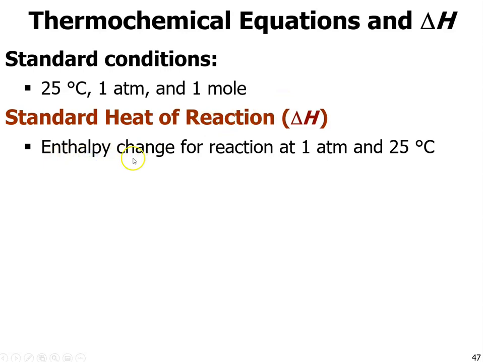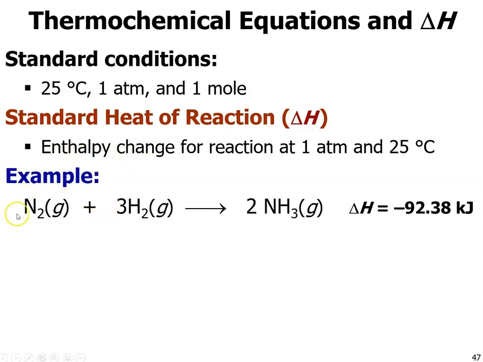So here's an example. When I talk about 1 standard condition, that's where this would be 1 mole of nitrogen gas, and we'd have 3 moles of hydrogen gas. We'll react to form 2 moles of ammonia gas, and it'll release 92.38 kilojoules of energy. So our enthalpy, our change, our delta H, is negative 92.38 kilojoules. This is a negative, so that means it's releasing that amount of energy.